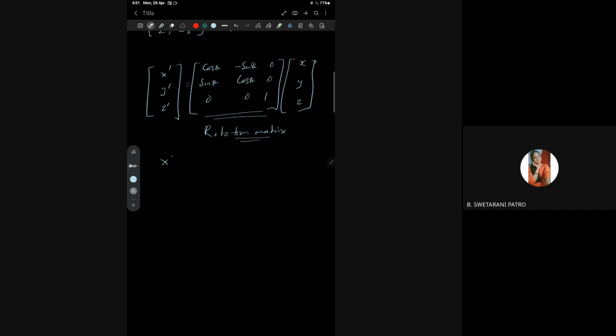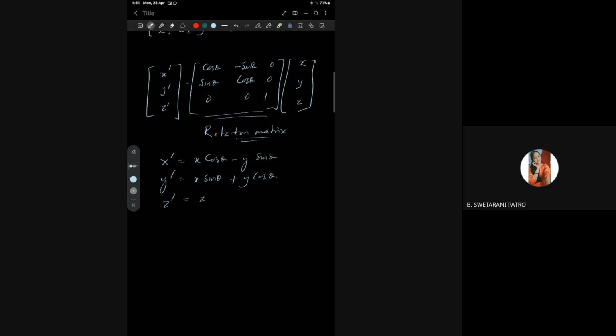So if you use that, then x prime will be equal to x cos theta minus y sin theta. Y prime will be equal to x sin theta plus y cos theta, and z prime equals z. So this is what you will get for rotation, isn't it?